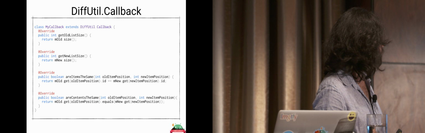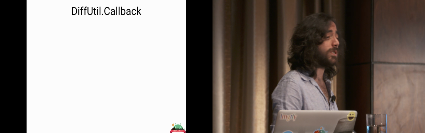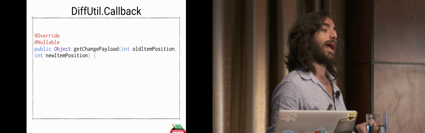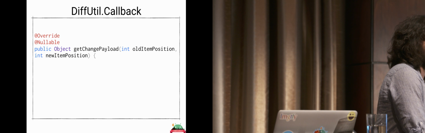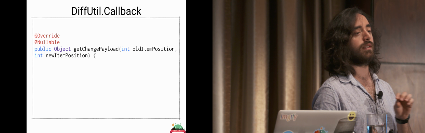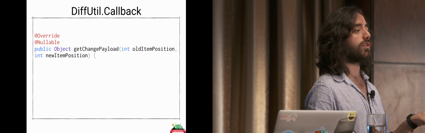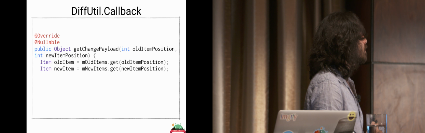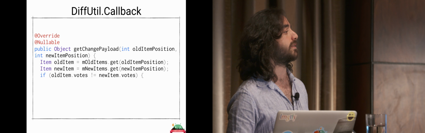There's also an optional API in this callback where you can say, you know what, I can actually tell you what has changed in this item. So if the votes have been updated, you can say, you know what, I will check the vote numbers of these 2 items.